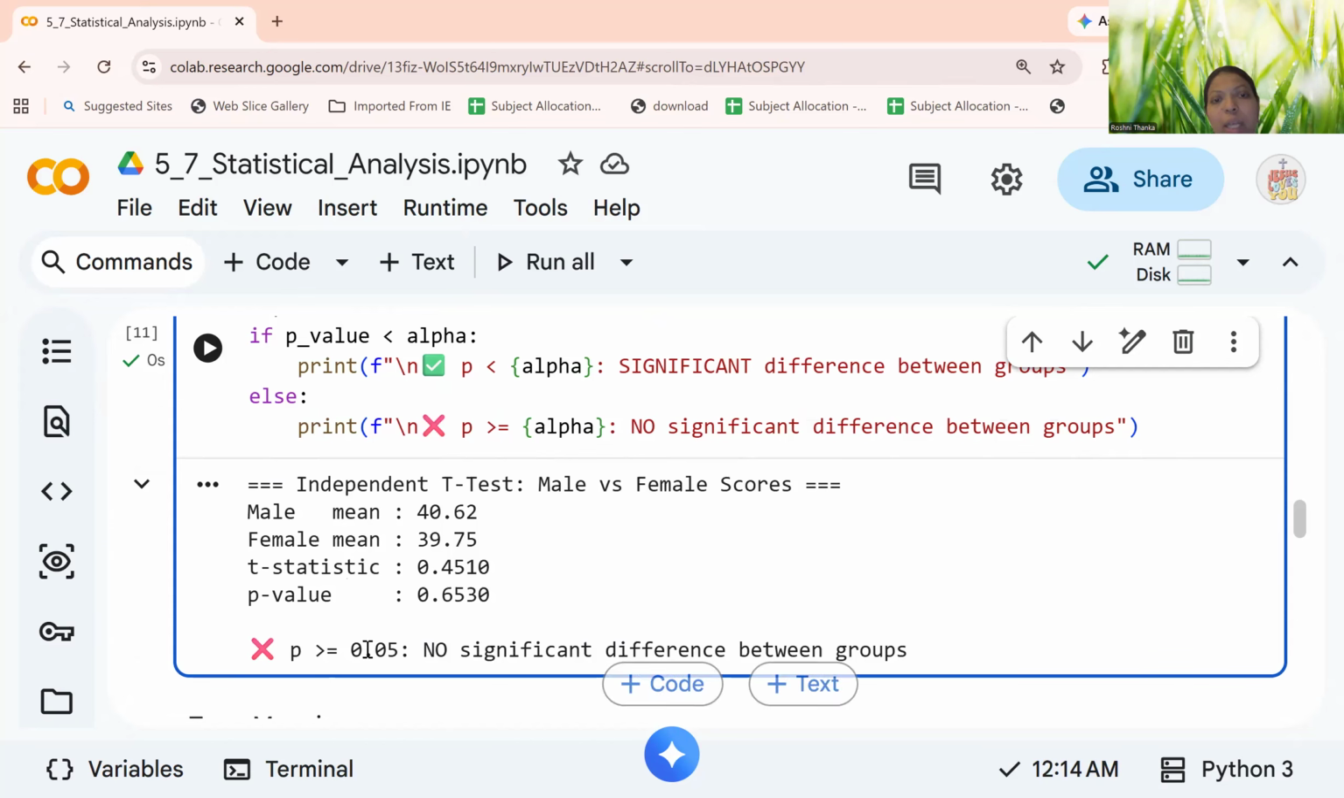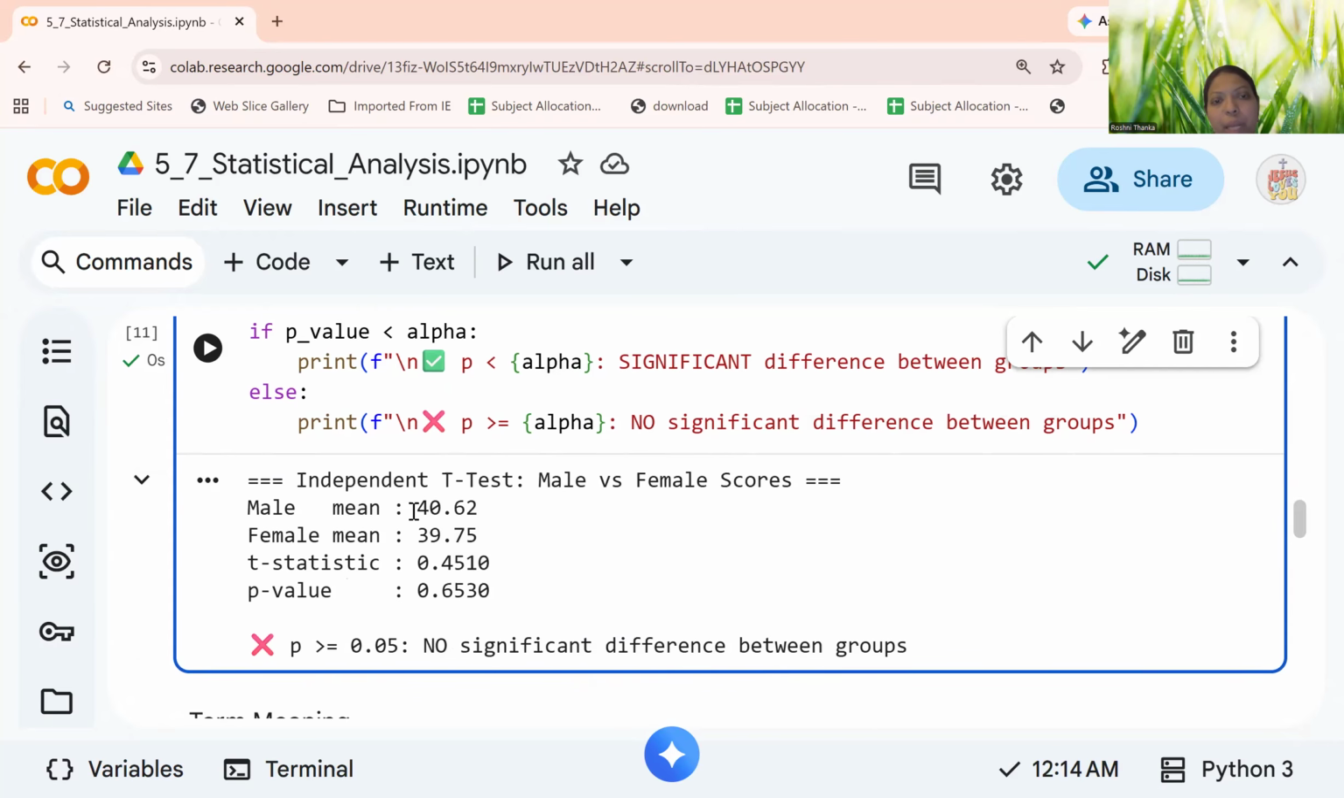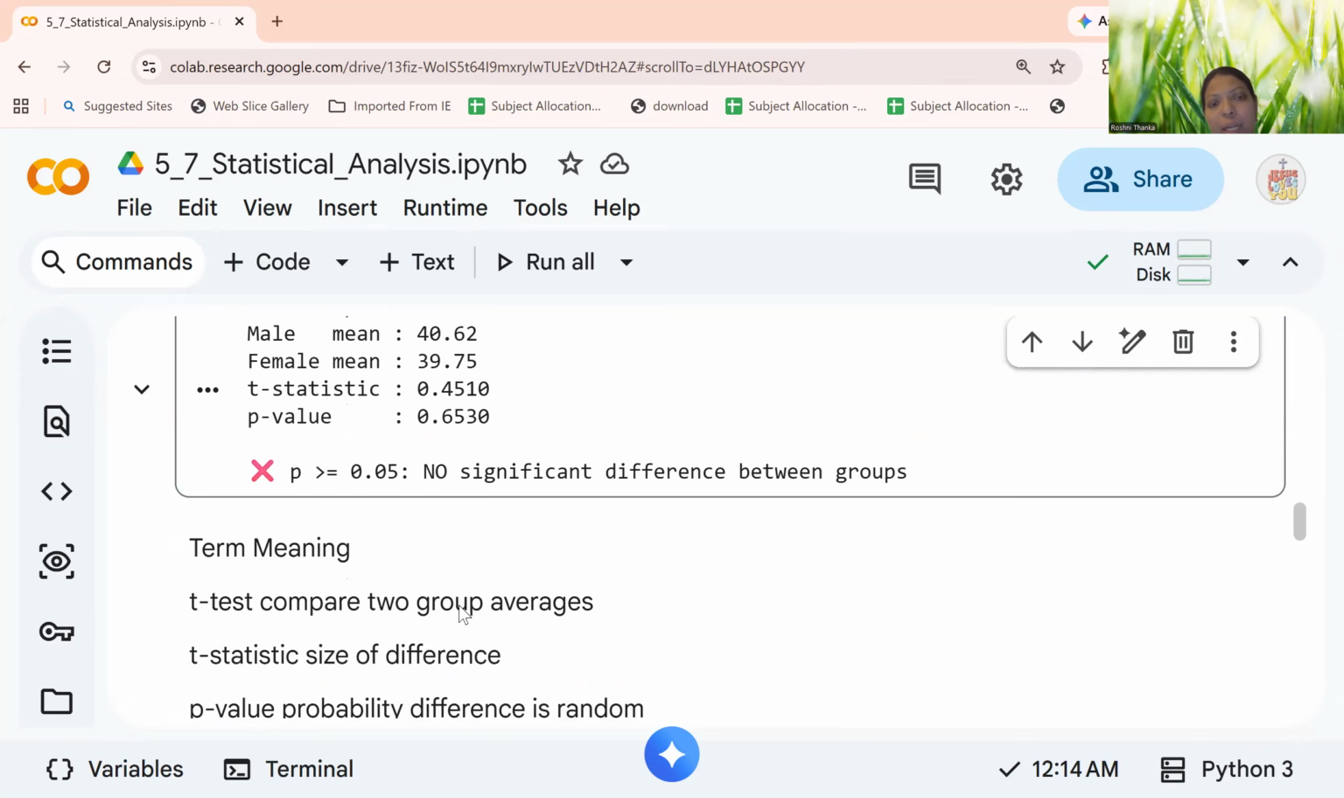So it is greater than 0.05. So we are going to say that there is no significant difference between the two groups. Actually, the difference may be because of randomness. So male's average value is 40, female's average value is 39. So the t-statistic between them is 0.4 and the p-value is 0.65, and we can find the randomness.